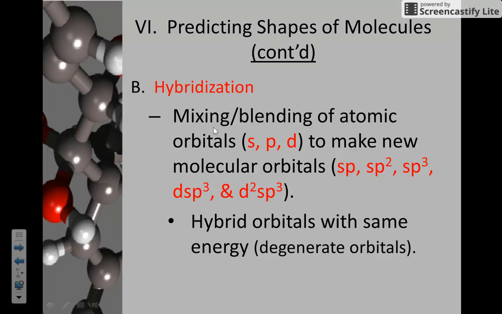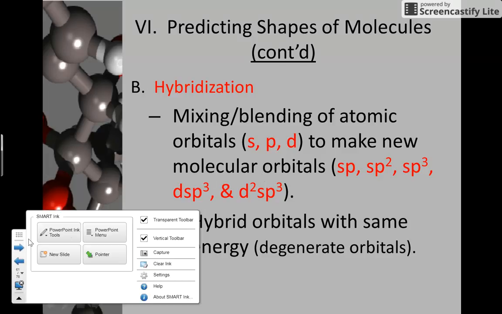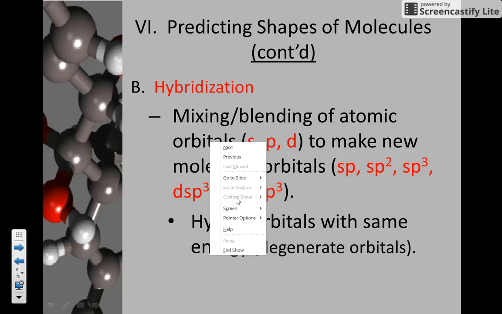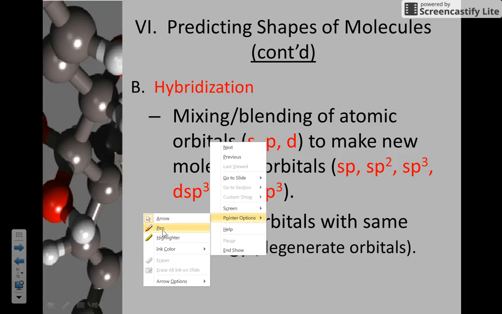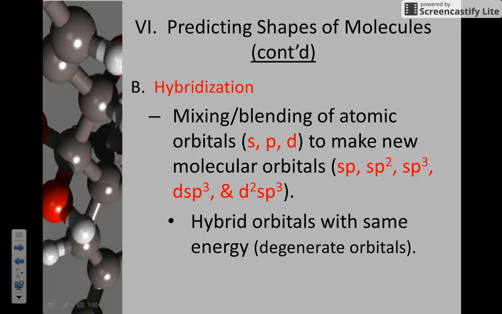Hybridization refers to a mixing or a blending of the atomic orbitals to make new molecular orbitals. So when the atoms mix their atomic orbitals, then they get the molecular orbitals. That's what we're going to be looking at here. They're blending their s, their p, their d atomic orbitals. Now remember, the s orbital is spherical, the p orbital is peanut shaped, and the d orbital is double peanut shaped.